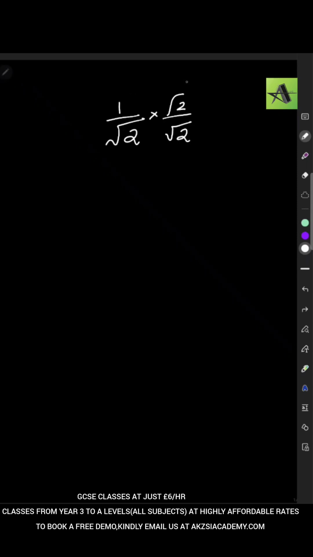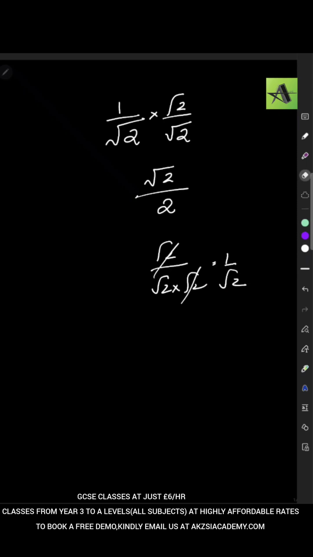Now if I multiply 1 times root 2, it will give me root 2. And root 2 times root 2 will give me 2. In this way, the value is still the same. Root 2 over 2 can be written as 1 over root 2. It's still 1 over root 2, only the form is changed. You have studied physics: energy can neither be created nor destroyed, it can only change its form. It's a kind of that thing. The value is still the same, only the form has been changed. And why? Because the surd number is not acceptable in the denominator.